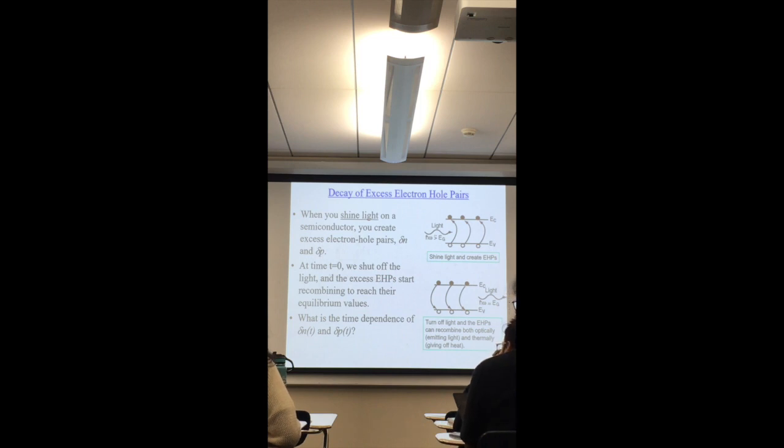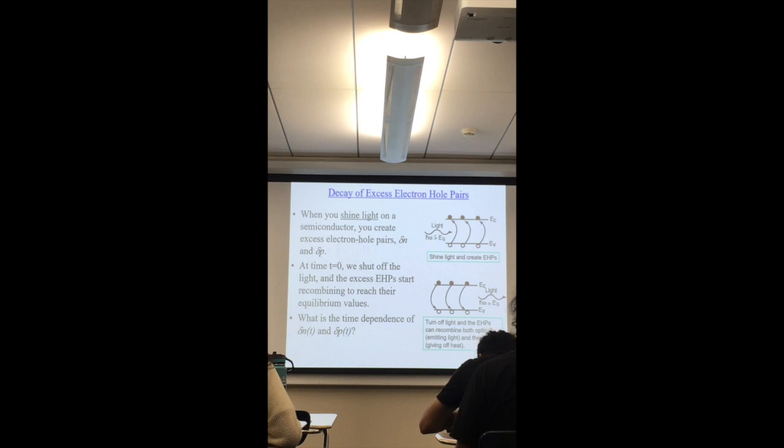So now, what's the time dependence of this delta N and delta P? Let's try to understand how these excess carriers change with time. We know eventually this delta N and delta P will go to 0. How do this delta N and delta P decay?